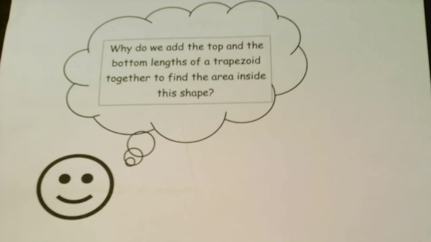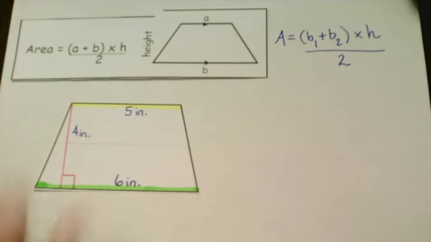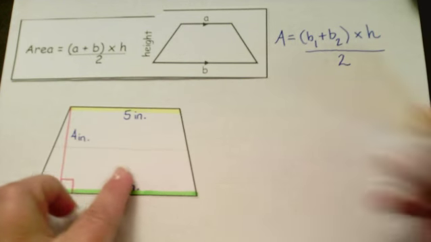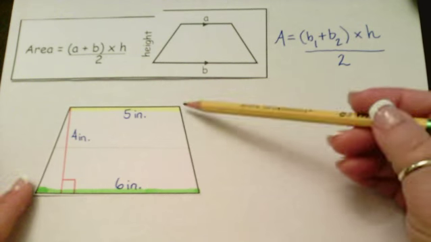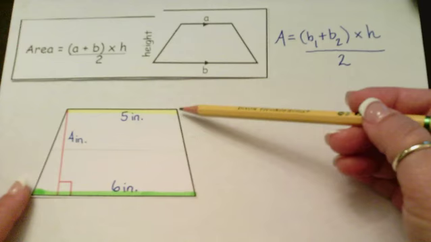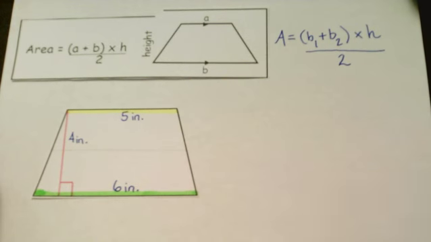In this video we will take a closer look at the area formula for a trapezoid, and let's try to answer this question. Why do we add the top and the bottom lengths of a trapezoid together to find the area inside the shape? So go ahead and grab your wand and a piece of paper and let's take a look at a trapezoid. So this one here, we can see that the top length is 5 inches and the bottom length is 6 inches.